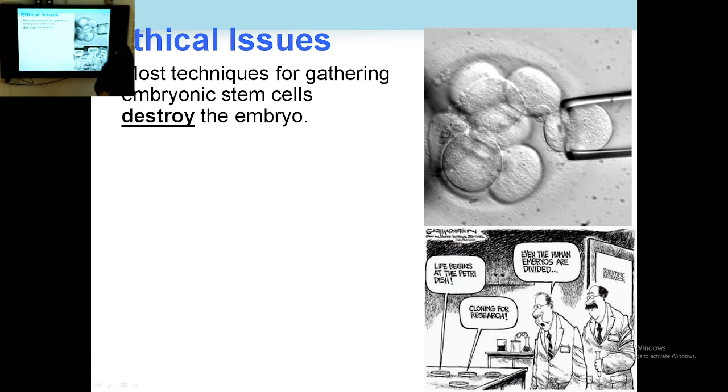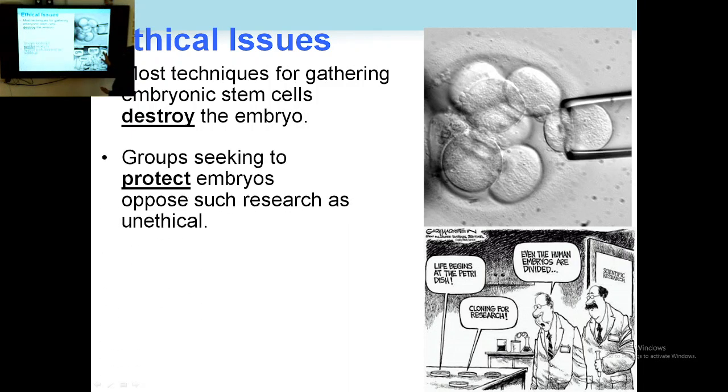Okay, after we study this lesson, we have to know there are ethical issues with using stem cells. Not all of the time is it good to use these stem cells. Most techniques for gathering embryonic stem cells destroy the embryo. So it's really hard for scientists to gather the embryonic stem cells. Sometimes we destroy the embryonic stem cells, which is really bad.